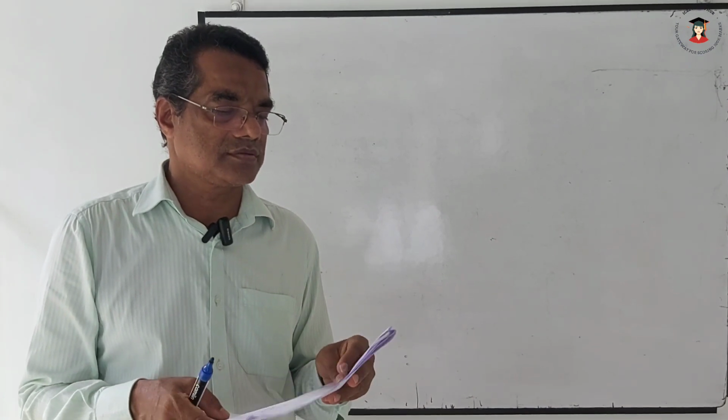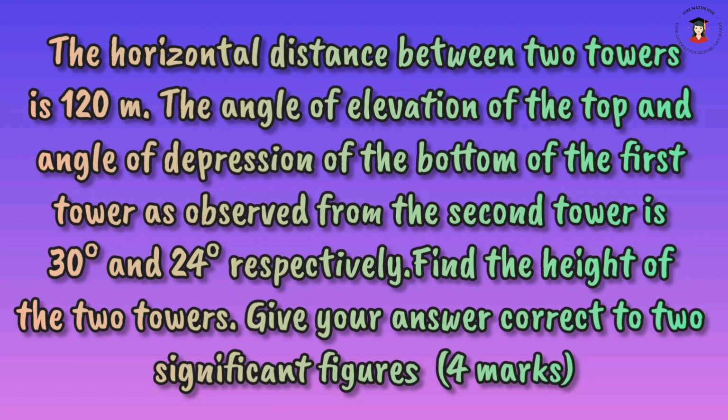The seventh question. The horizontal distance between two towers is 120 meter. The angle of elevation of the top and angle of depression of the bottom of the first tower as observed from the second tower is 30 degree and 24 degree respectively. Find the height of the two towers. Give your answer correct to two significant figures. So this question is for 4 marks.